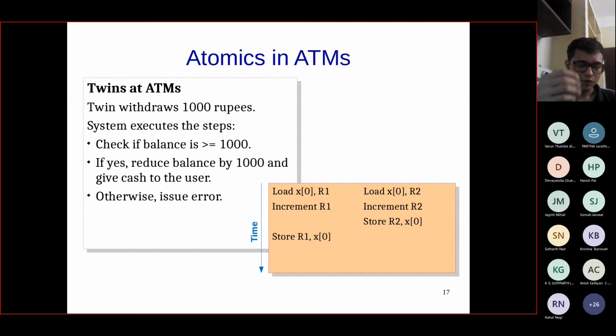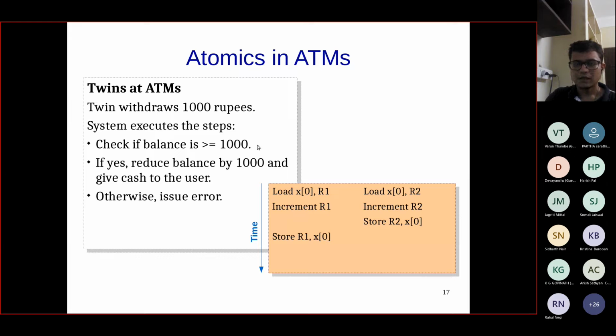Both of them try to withdraw the cash from the ATM machines at the same time. Let us assume that they have a joint account, and that joint account has just 1,000 rupees, and they are trying to withdraw that 1,000 rupees at the same time from two different ATM machines. In order to do that, what will this ATM machine do? It will check if the balance is greater than or equal to 1,000, which is the case because the balance is 1,000. So this check is done.